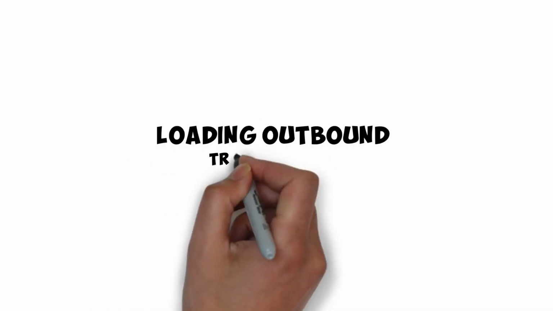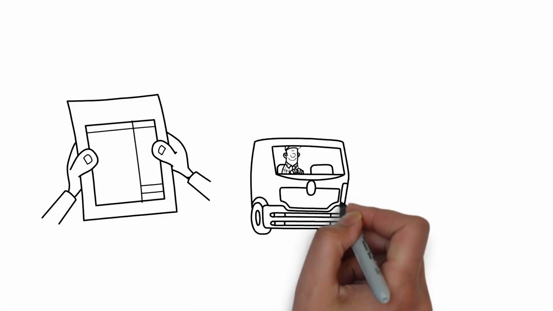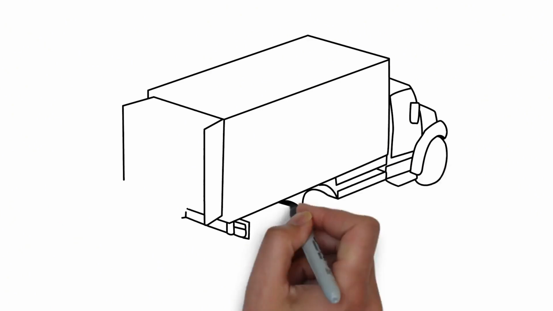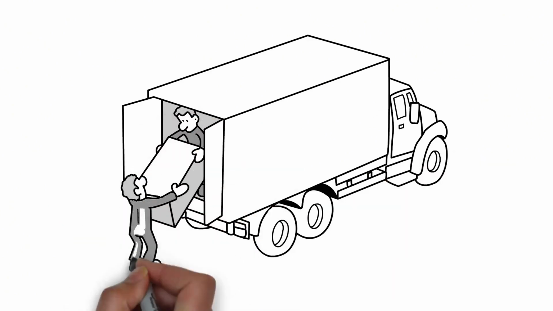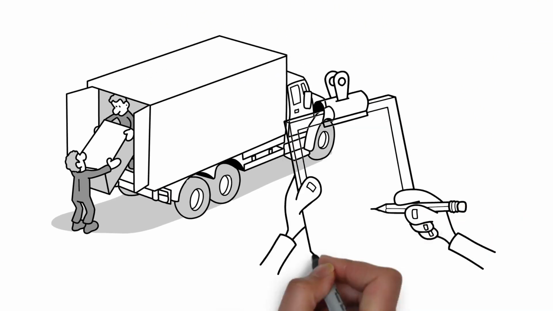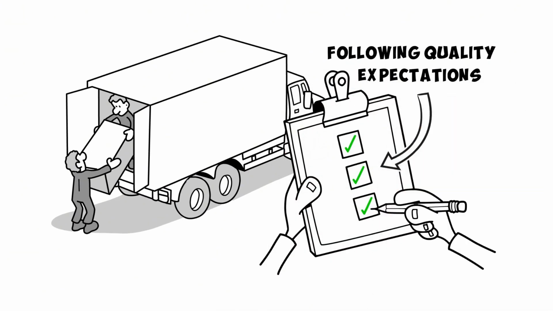Loading Outbound Training Script. Introduction. Welcome to Standard Operation Procedure Training. Today, we'll be going over the Loading Outbound Supply SOP. In the distribution process, we follow guidance that ensures our transport vehicle containers don't pose food safety risks, and all products are loaded following quality expectations.